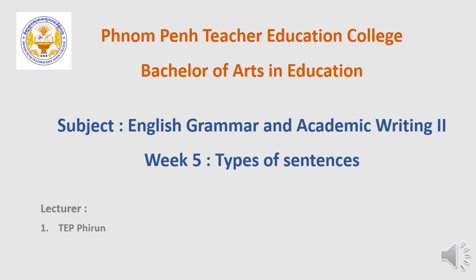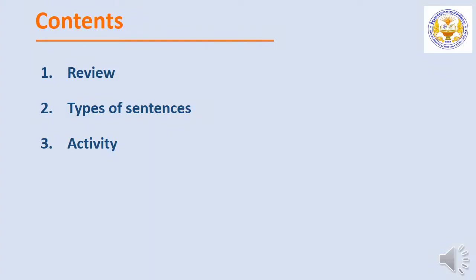We will continue our subject on English grammar and academic writing too. Today is week 5, and we will discuss the types of sentences. So we will review a little bit about the previous lessons, and then we will go to the types of sentences, and at the end of the class you will have a practice to do.